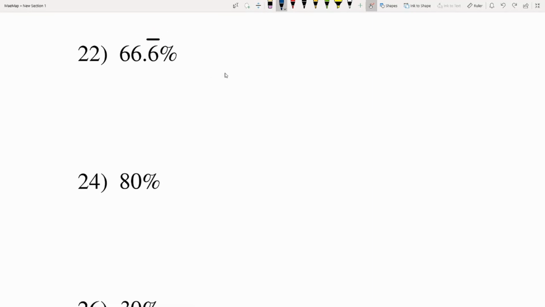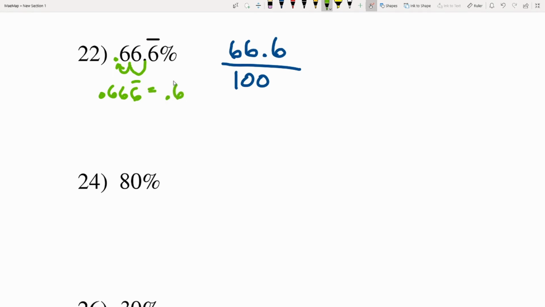Now number 22 is a bit trickier because we have 66.6 repeating. So if we were to write this over 100, that would be 66.6 over 100. So now you can see we're mixing fractions and decimals, which gets a little messy. So when dividing by 100, think about moving that decimal place over twice. So now we have 0.666 repeating, which means that it goes on forever. So this I can rewrite as just 0.6 repeating because all I have are 6's and it continues on. That's the same as 0.6 repeating.